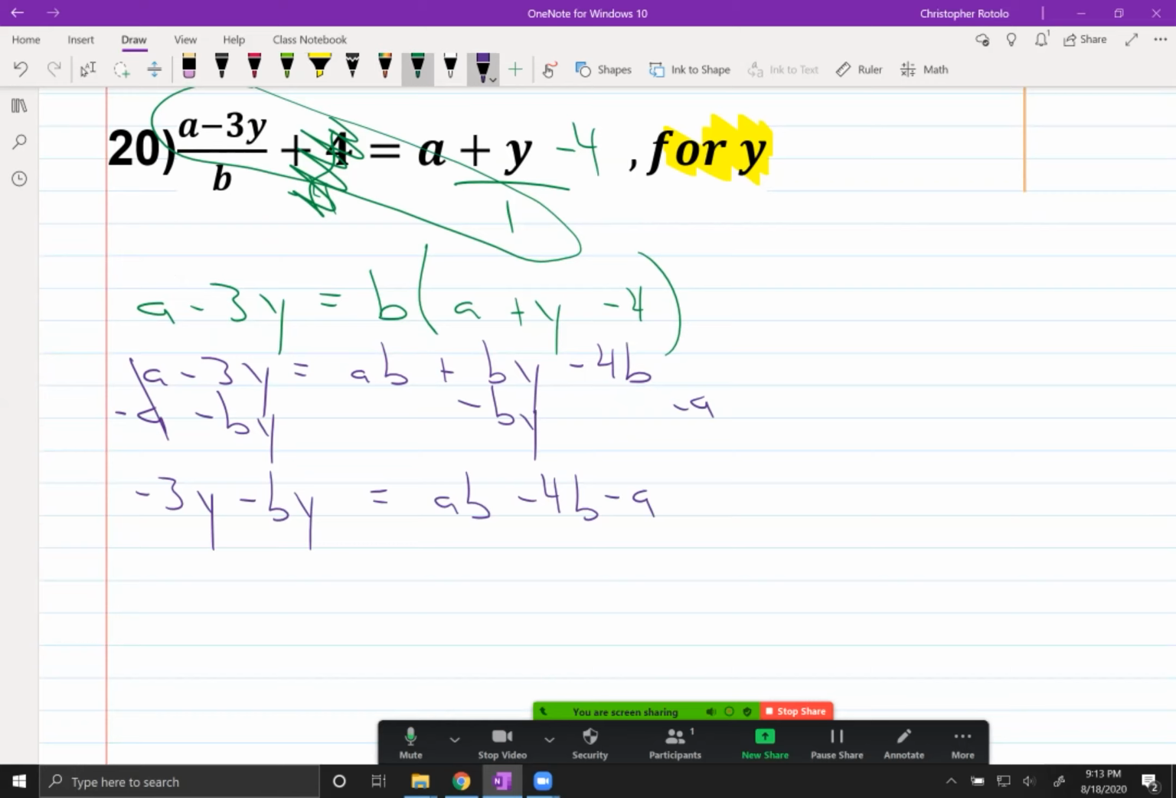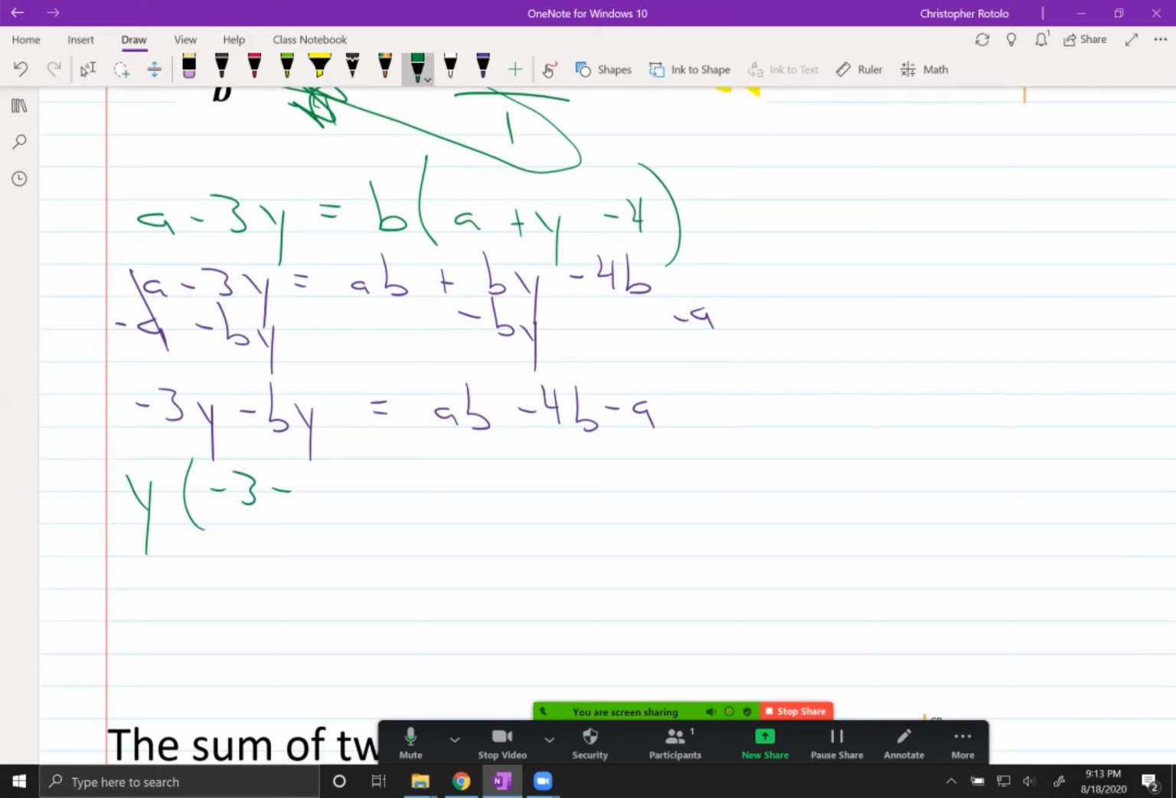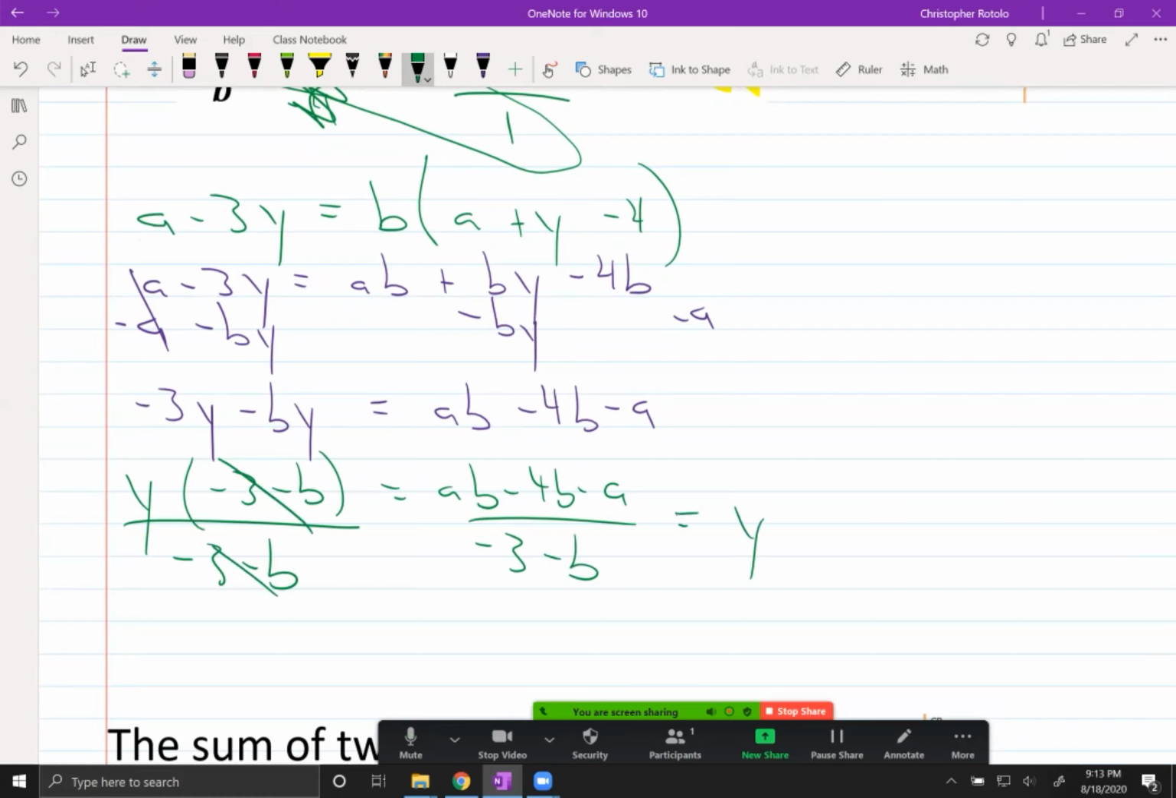And again, we're thinking GCF, so here we're going to take it out because I am solving for y. Y, negative 3 minus B, AB minus 4B minus A, and divide out the whole entire binomial. So get that final answer for y.